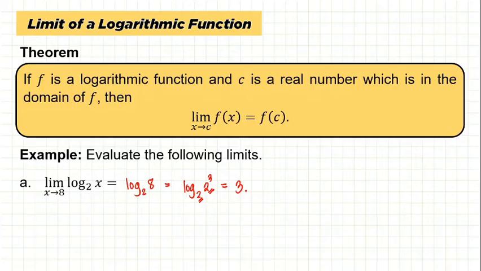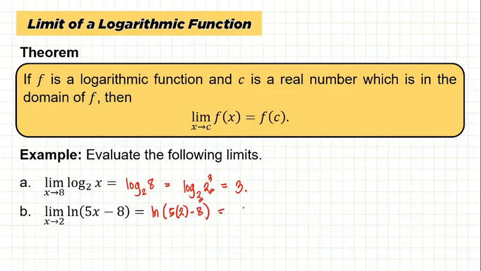Okay? Next, we have ln of 5x minus 8 as x approaches 2. Doing direct substitution, we will have ln of 5 times 2 minus 8. And this is just equal to ln of 10 minus 8 or just ln of 2. So we can have this one as our final answer.